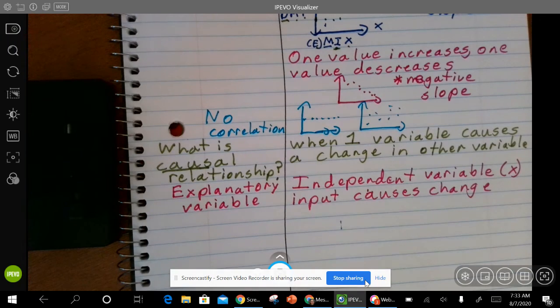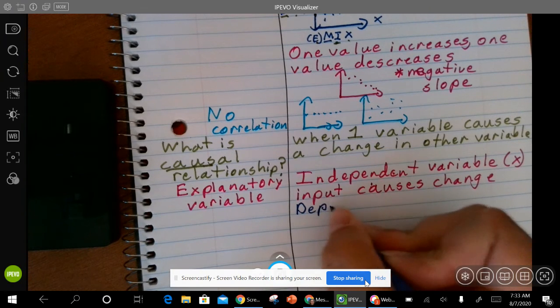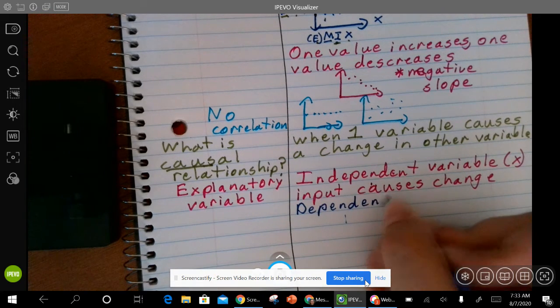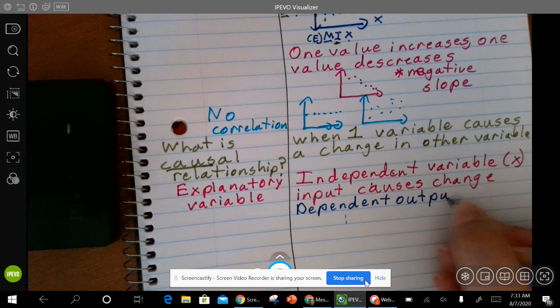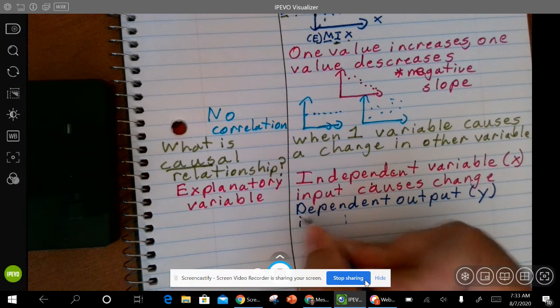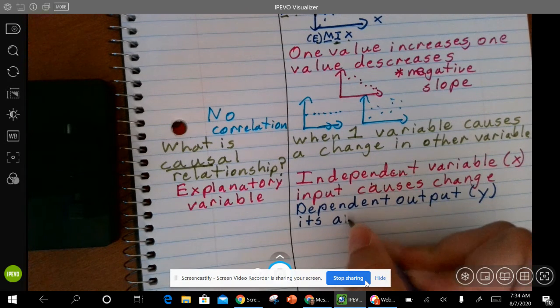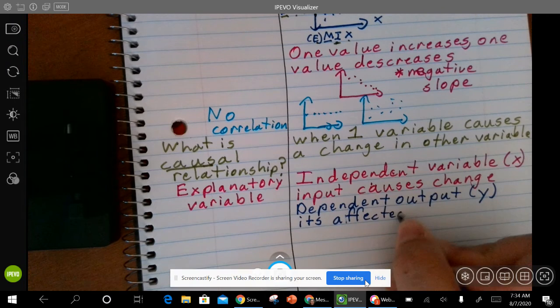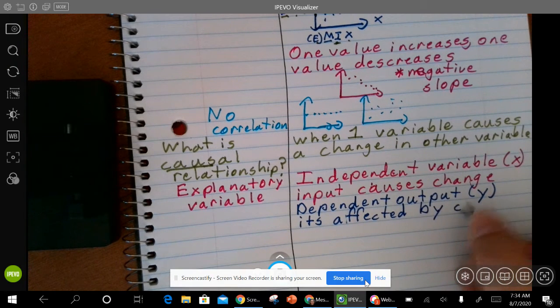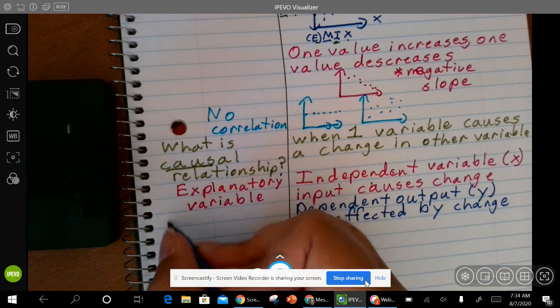Okay, so that's also, like we said, it causes the responsive variable, or the dependent, which is the output, and our y value, so it's going to be on the y-axis. It's the variable that's affected by the change. Okay, so it's affected by the change in the explanatory variable, those values.